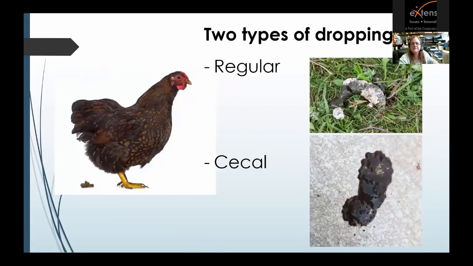There are two types of fecal droppings, the regular and the cecal droppings. The white material on the regular fecal droppings is the uric acid, which is the chicken form of pee. They don't pee to lose that water. They convert their urea to uric acid as the waste product, and uric acid is not soluble in water, so it's deposited on the fecal material that is excreted.